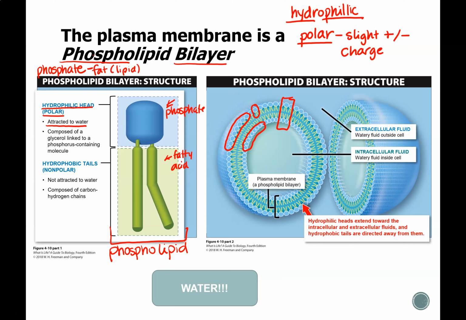The fatty acid tails, on the other hand, have the opposite properties. They are hydrophobic and nonpolar. So you can probably guess what hydrophobic means. Hydrophobic actually means water resisting. So if you have a phobia against something, you don't like it, you want to stay away from it. So water resisting, it wants to stay away from water.